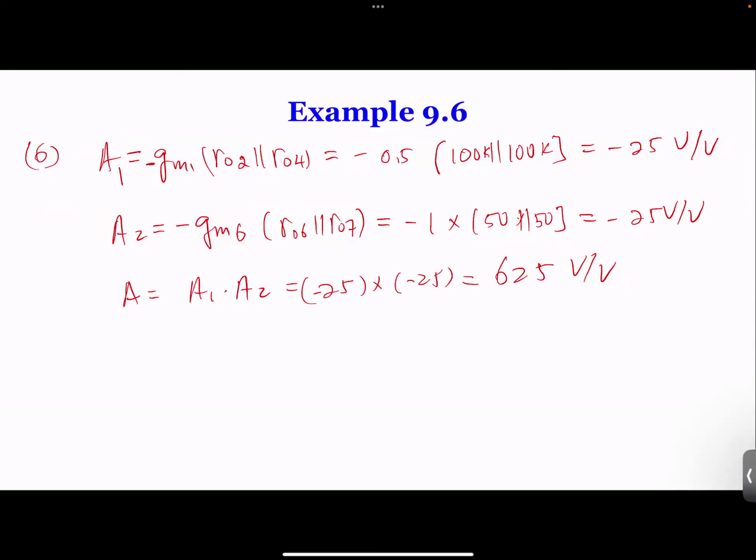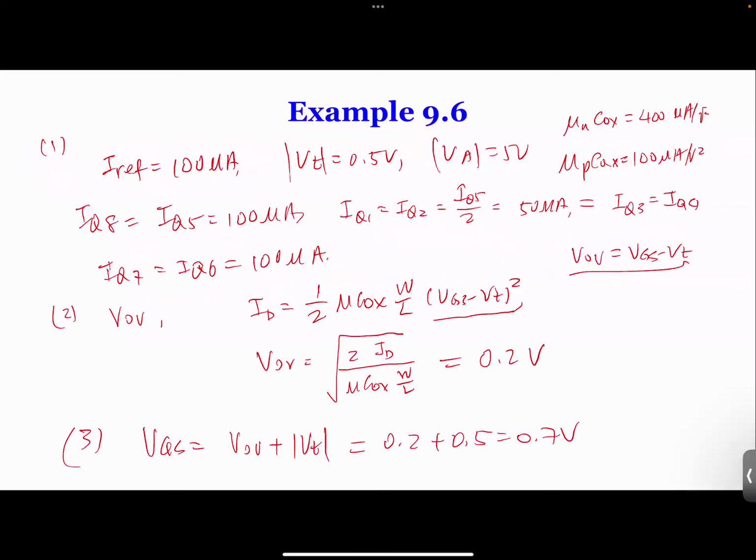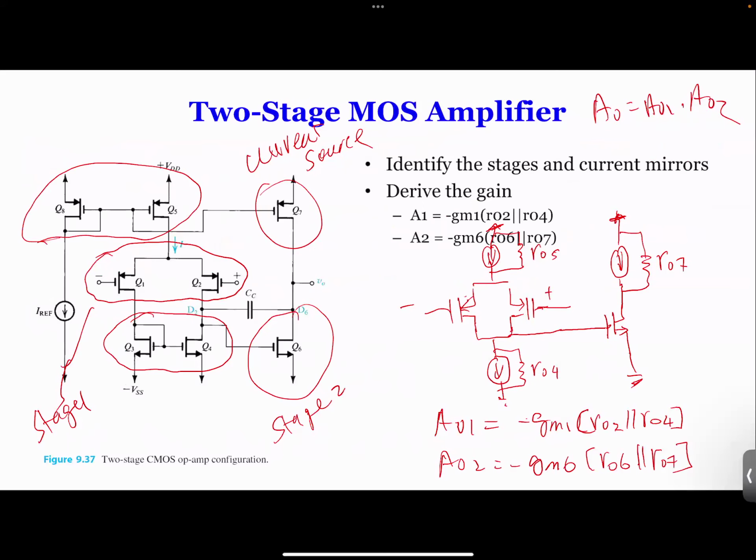Now, is it possible? That's why the problem sets always ask you: what is the maximum output? What is the maximum input? What is the common mode range? If you look at the given conditions, VDD is only 1 volt.